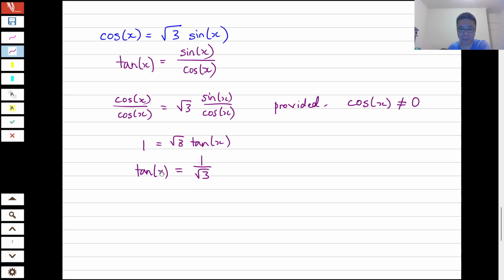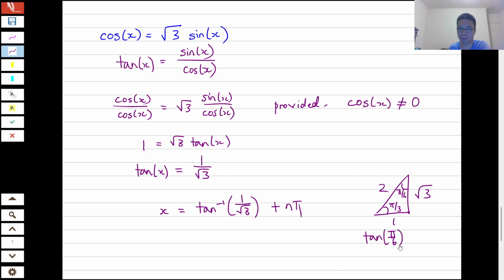And now I can write down my general solution, which is x equals the inverse tan of 1 on root 3 plus n pi. And because I know my right-angled triangle, and hopefully I'll get this right this time, pi on 3 is here, pi on 6 is here, tan of pi on 6 is 1 on root 3. So x is pi on 6 plus n pi, where n is an integer.